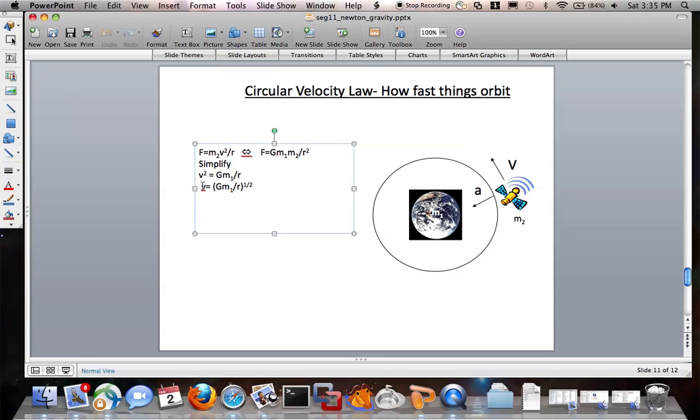Taking the square root of both sides of the equation, we have v is equal to the square root of G m over r. So the consequence of this is that the farther away a satellite is, the slower it moves along its orbit, and that variation goes as 1 over the square root of the size of the orbit.